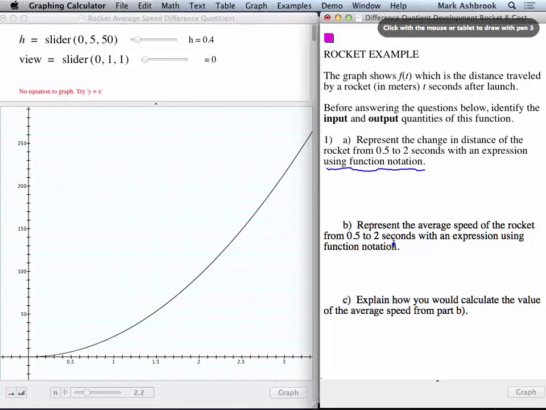Okay, so I saw lots of people got the first one right. Good. So how about this side? Justin, did you get 1A? How can you use the function notation to represent this change in distance? So if it's a change in distance, in general, what operation is that going to be?